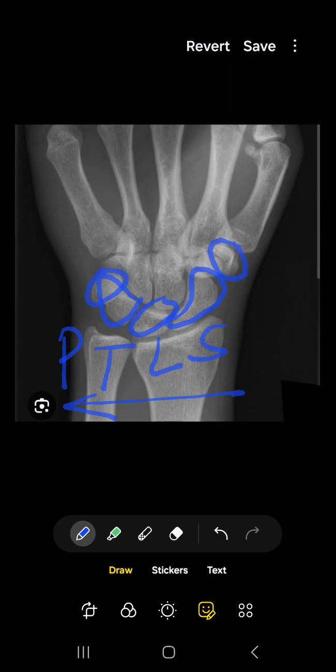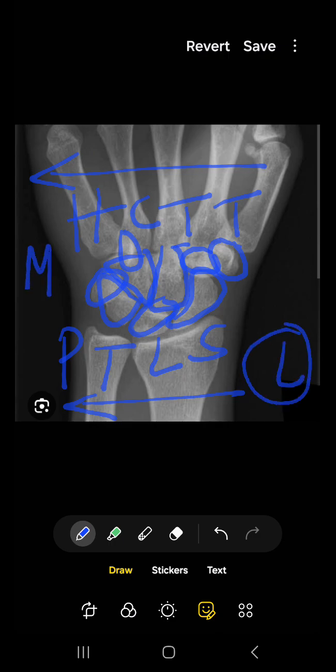This is trapezium, trapezoid, and the largest carpal bone, capitate, and this is hamate, and here we can see the hook of the hamate. So trapezium, trapezoid, capitate, hamate. From lateral to medial, the mnemonic is: try to catch her. She looks too pretty. Try to catch her. From lateral to medial, that is a mnemonic.